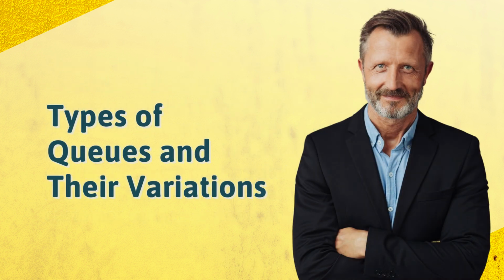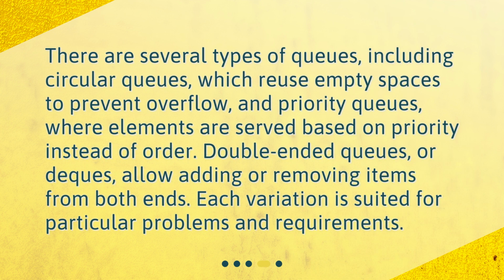Types of queues and their variations. There are several types of queues, including circular queues, which reuse empty spaces to prevent overflow, and priority queues, where elements are served based on priority instead of order. Double-ended queues, or dequeues, allow adding or removing items from both ends. Each variation is suited for particular problems and requirements.